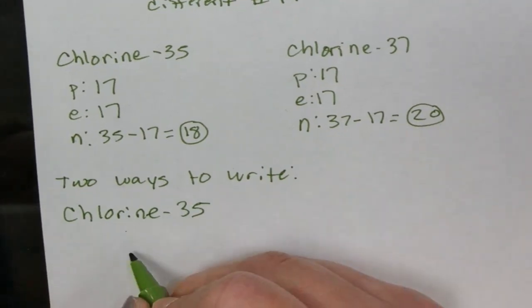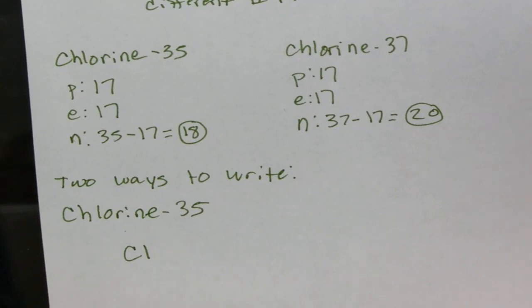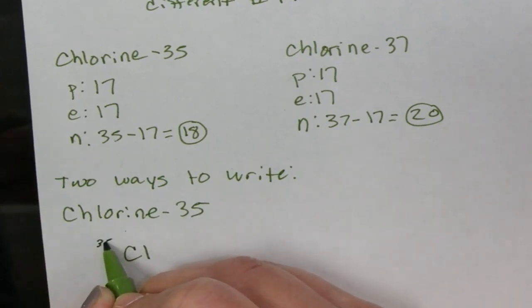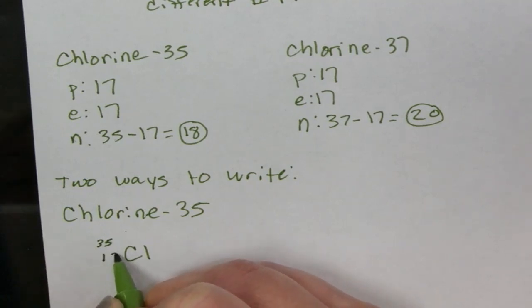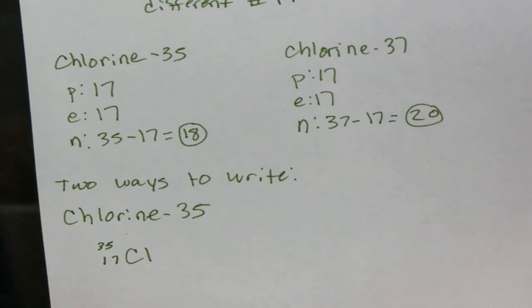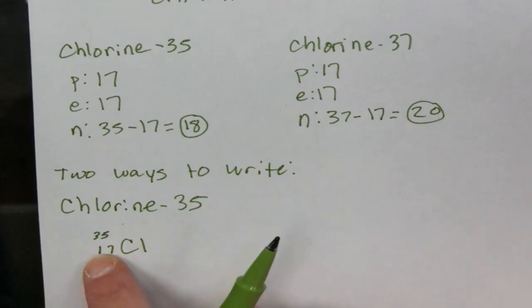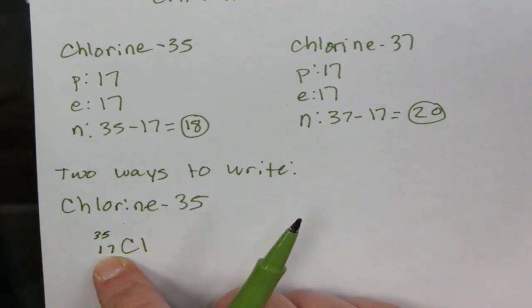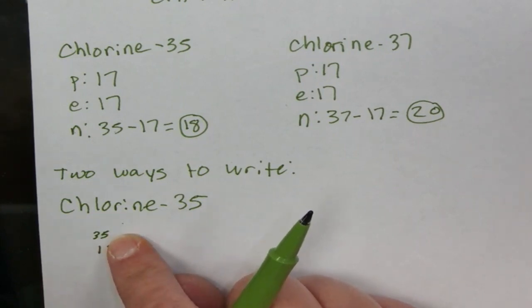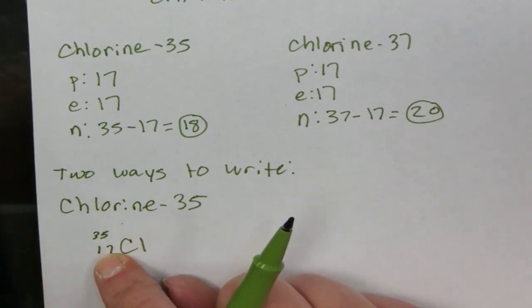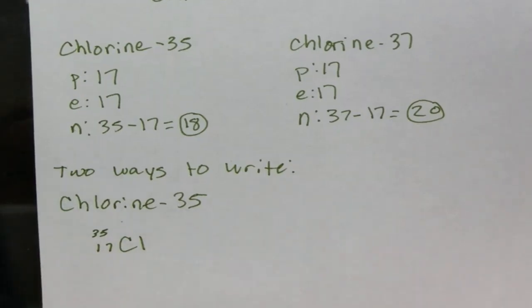The other way we can write it is with the symbol, the mass number on top, and the atomic number on bottom. Now, we know the mass number is larger than the atomic number because mass contains two pieces, the neutrons and the protons, whereas the atomic number only contains the protons. So the mass has two things. The atomic number has one thing, so the mass is larger than the atomic number with the exception of hydrogen.